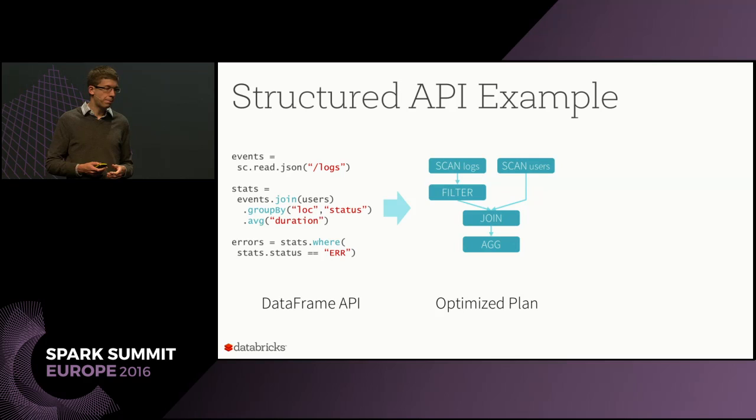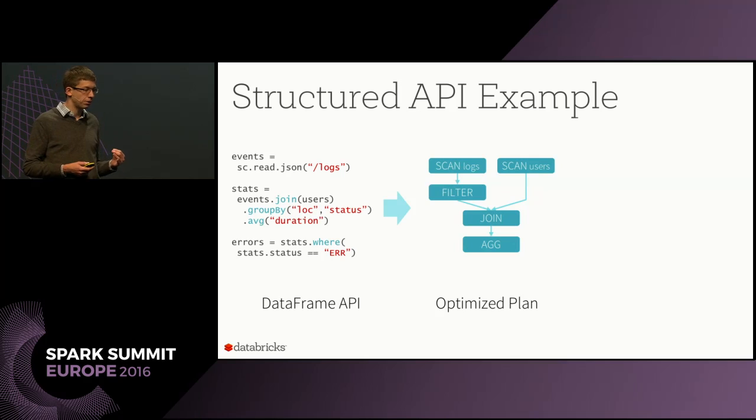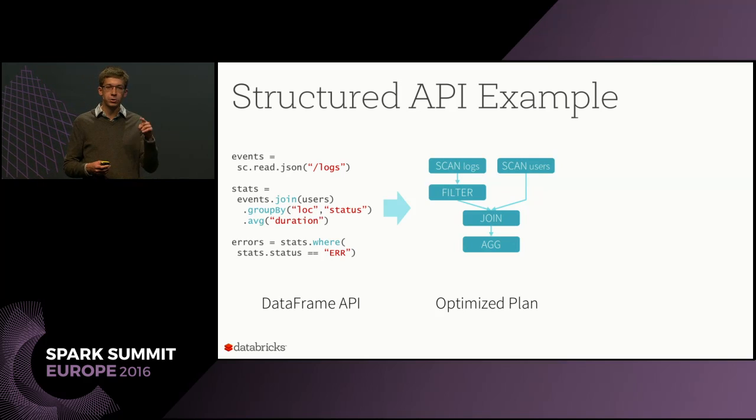So what actually happens when you get this is Spark represents it internally as a query plan, as kind of a tree of operators, and it can do these kind of non-trivial changes to optimize the plan. So for example, in this case, you see we're filtering out only the error status events at the end. But in the optimized plan, we actually push the filter to the top right after we scan the logs, because there's no point keeping the other stuff.